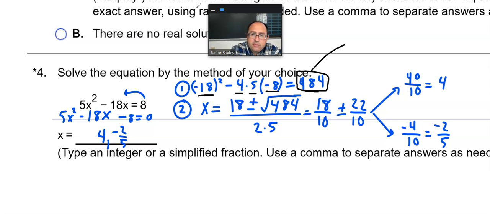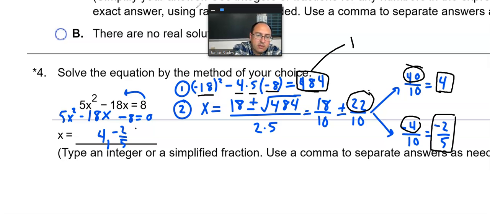Now 484, that is a perfect square, isn't it? The square root of 484 is 22, right? And 18 plus or minus 22. So 18 plus 22 is 40. And 18 minus 22 is negative 4. So 40 over 10 gives me 4. And negative 4 over 10 gives me negative 2/5. So those are your two answers to this question. It's nice when those radicals are perfect squares. We'll have to find some that aren't.